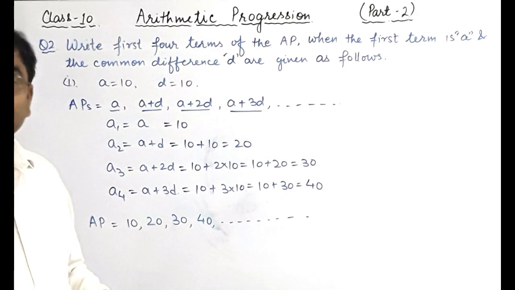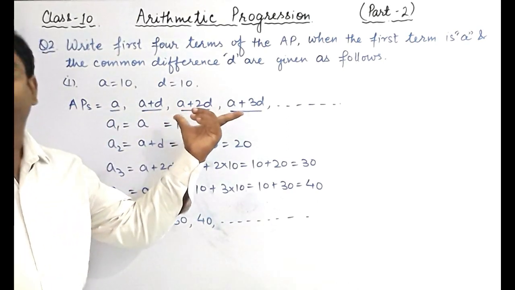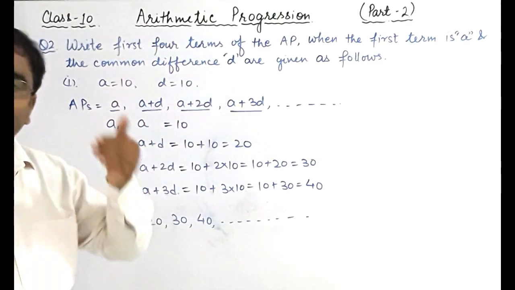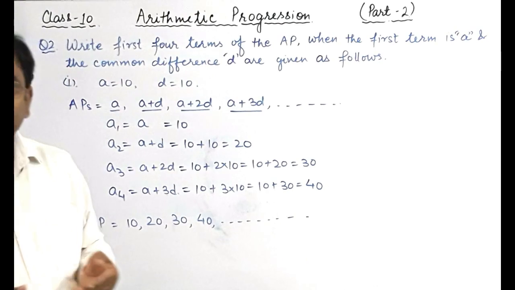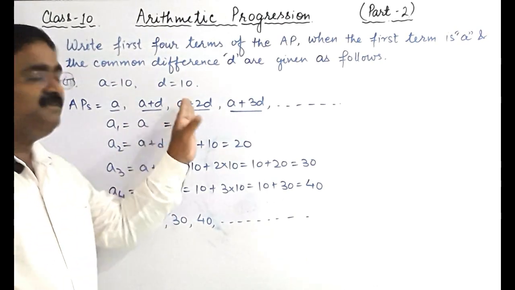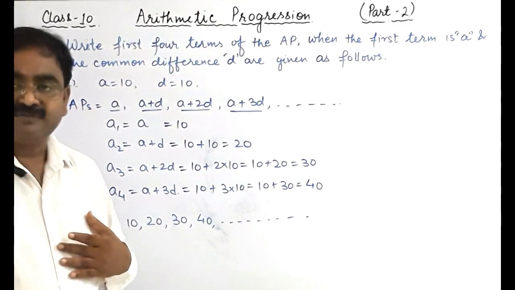Right, children? So you have to keep it in mind. This is our general form of any arithmetic progression. With the help of this, you can find any of the terms, not only the first four, the fifth term, our sixth term. The same concept you have to use. Any arithmetic progression, you can solve it.